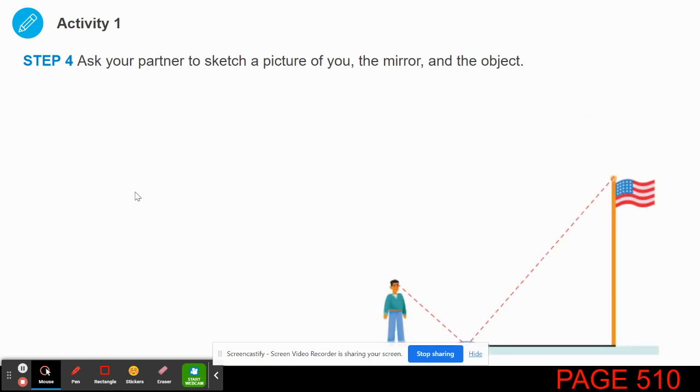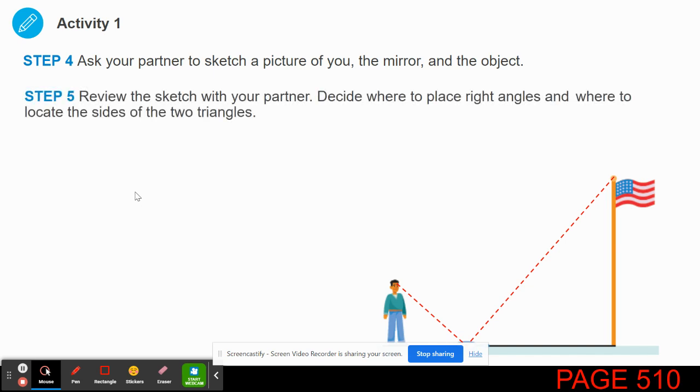All right, so then if we kind of sketch what we are looking at here, this is what we would have. Your eyes looking down into the mirror. Again, that angle of incidence and the angle of reflection. The angle of incidence would be coming from the flagpole. The angle of reflection up to your eyes there. We now know that those angles are going to be congruent to each other. Right angles there where you are standing and then where the flagpole is.